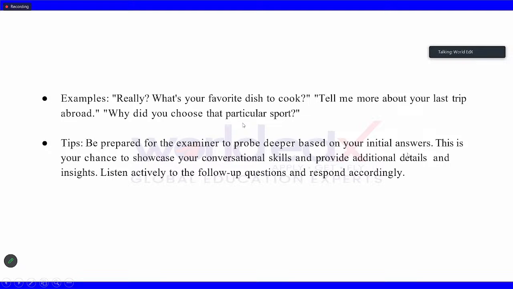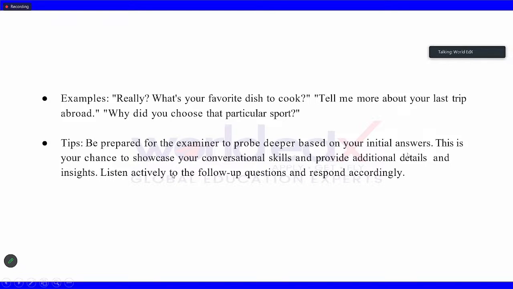The more time you spend talking with the examiner and the more interest the examiner takes in your speaking will in the end help you gain a higher band score. Be prepared for the examiner to probe deeper based on your initial answers. This is your chance to showcase your conversational skills and provide additional details and insights. Listen actively to the follow-up questions and respond accordingly.